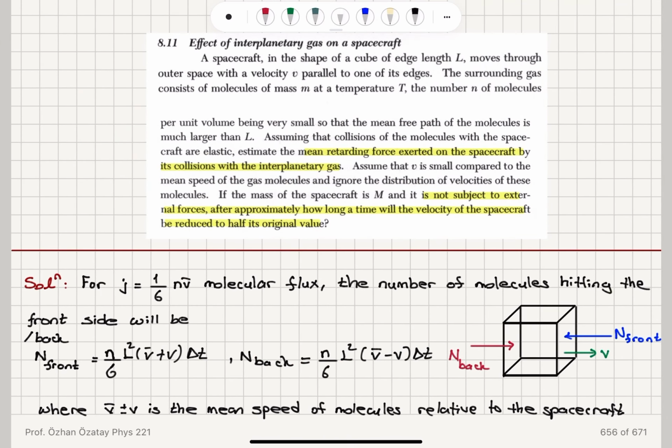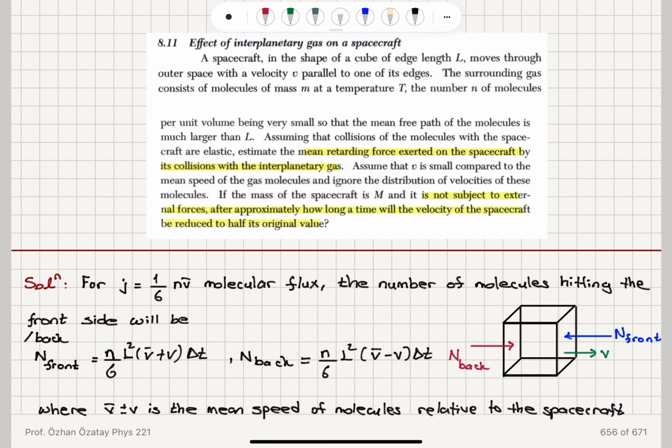Okay, so in this problem we have a spacecraft which is in the form of a cube that is moving through outer space with a velocity v parallel to one of its edges. So that, as you can see here, the surrounding gas consists of molecules at temperature T with number density n. That is very small, so that the mean free path of the molecules is much larger than L. So the molecules do not collide with each other. On average, instead they collide with the spacecraft. So that's what this condition ensures.